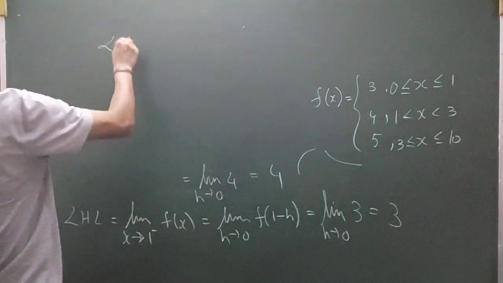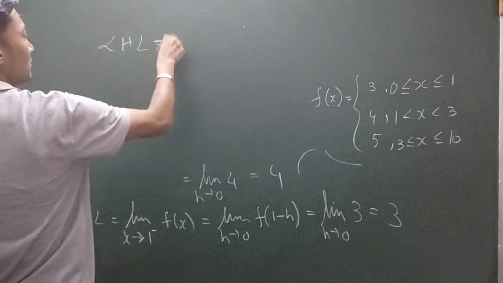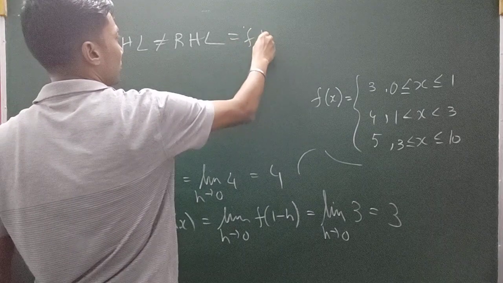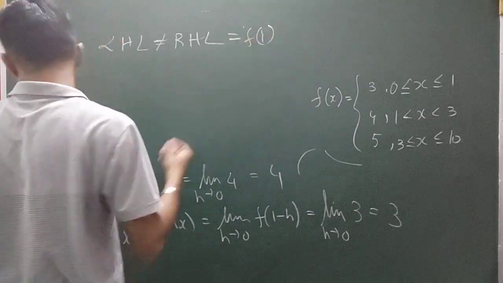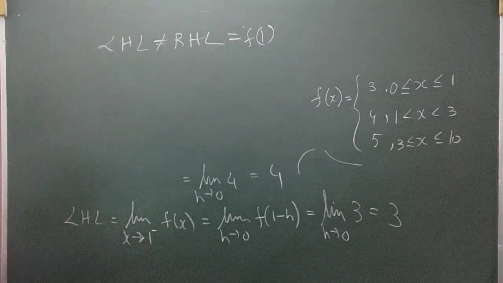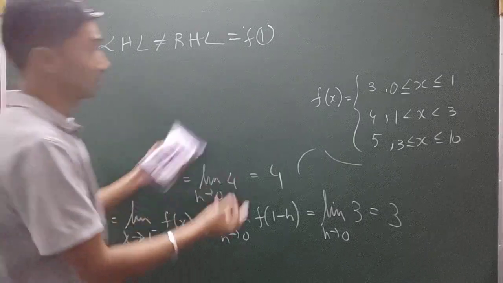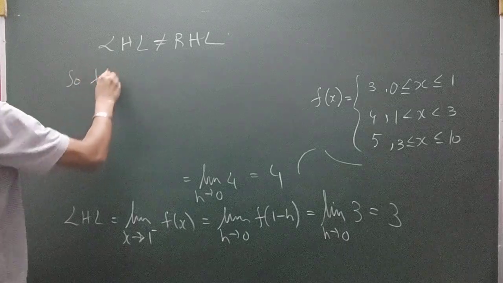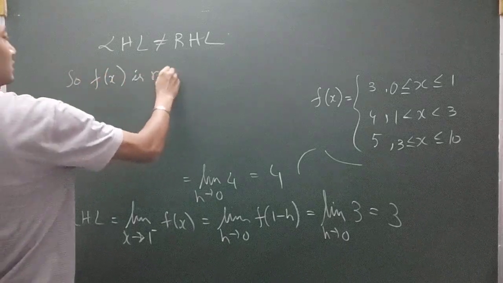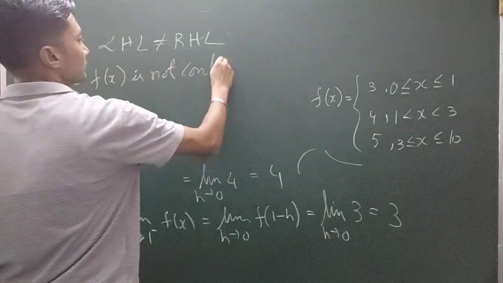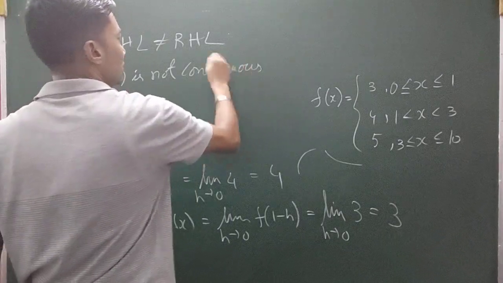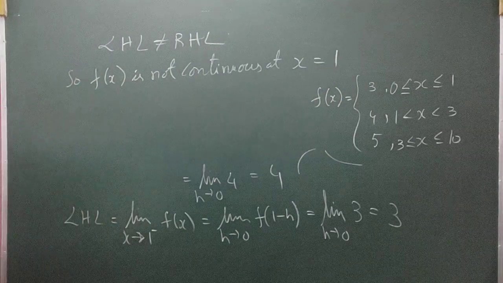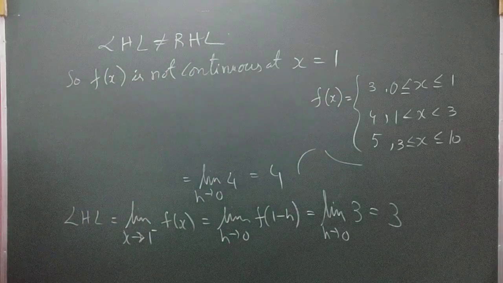So I'll just write, since left hand limit is not equal to right hand limit, of course it also has to be equal to f of 1. Right, but I'll just use left hand limit and right hand limit because it's already proved that it is not continuous. So our function f of x is not continuous at x is equal to 1. Got it?